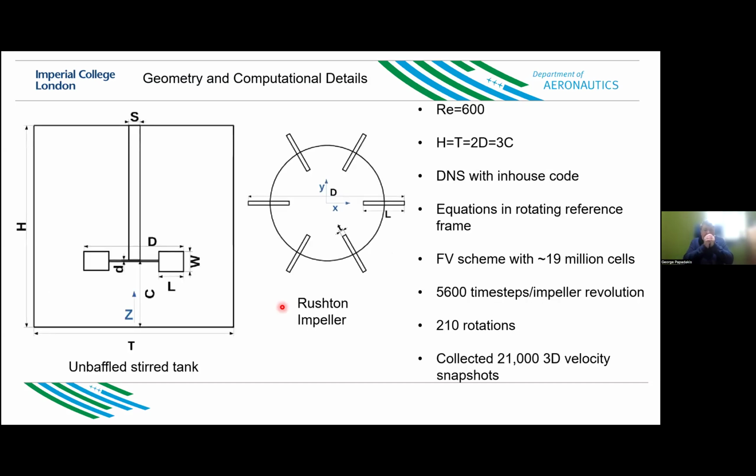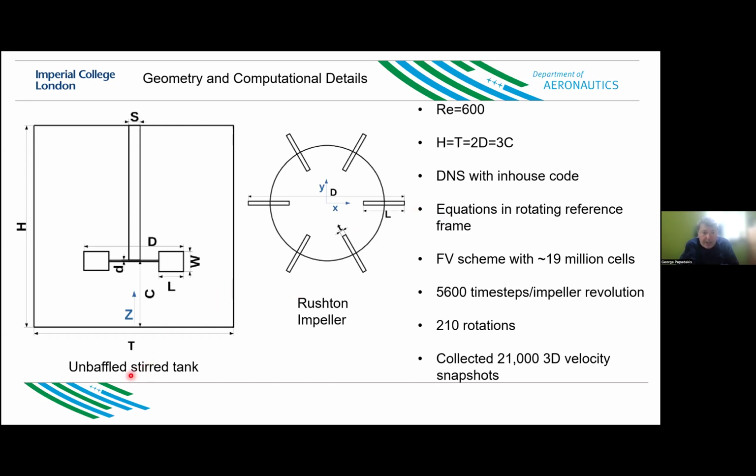So let's see. We are doing simulations on a stirred vessel, a cylindrical stirred vessel. You can see here the dimensions. The vessel is stirred by a Rushton impeller. In particular, we are looking at unbaffled stirred tanks. It's easier to perform the DNS simulations in an unbaffled stirred tank, but all the methodology can be applied to baffled stirred tanks as well.